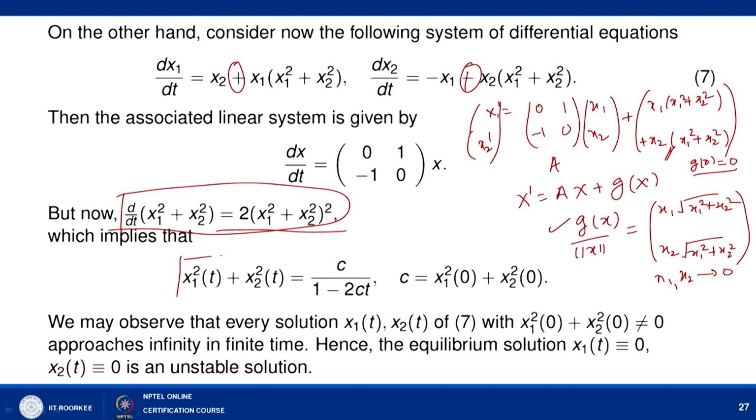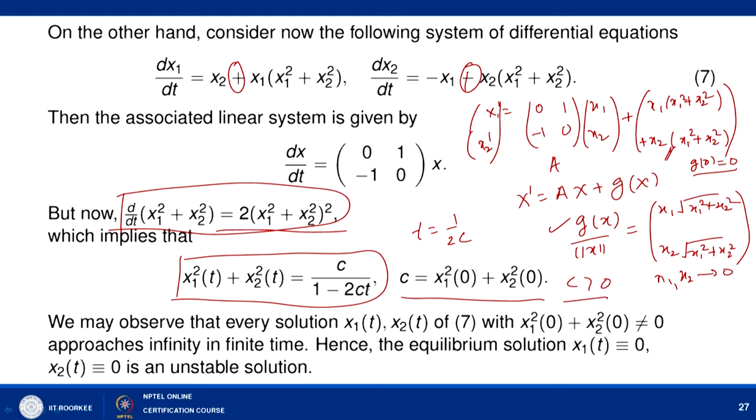As we have solved earlier, we can solve it here also, and we have x1 square t plus x2 square t equal to c upon 1 minus 2ct, and the expression of c is x1 square 0 plus x2 square 0. So we can say that c is positive. Now if c is positive, then at time t equal to 1 upon 2c, the denominator will be 0.